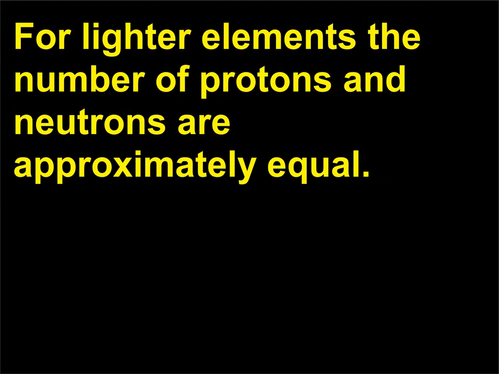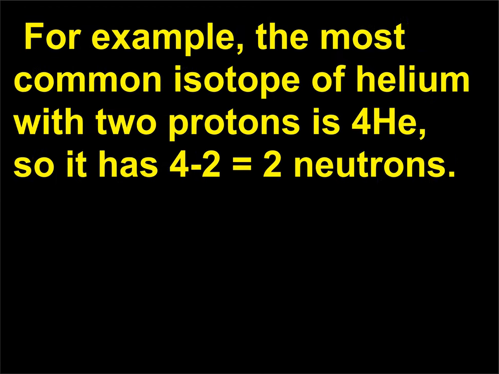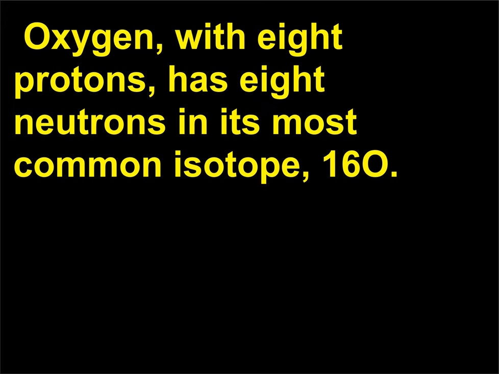For lighter elements, the number of protons and neutrons are approximately equal. For example, the most common isotope of helium with two protons is 4He, so it has 4 minus 2 equals 2 neutrons. Oxygen, with 8 protons, has 8 neutrons in its most common isotope, 16O.